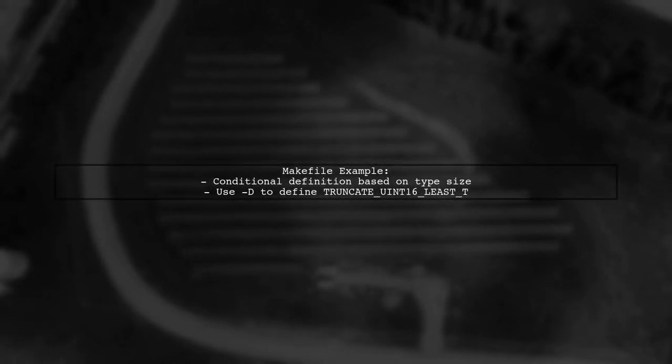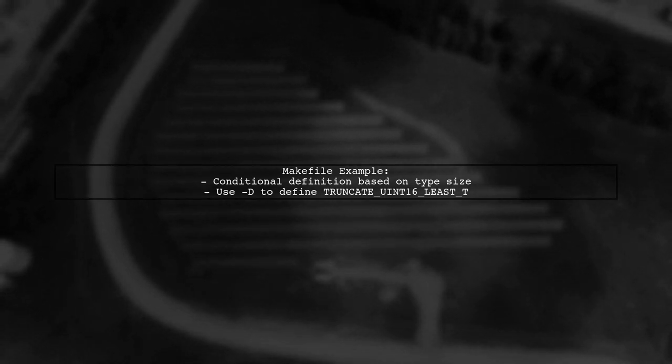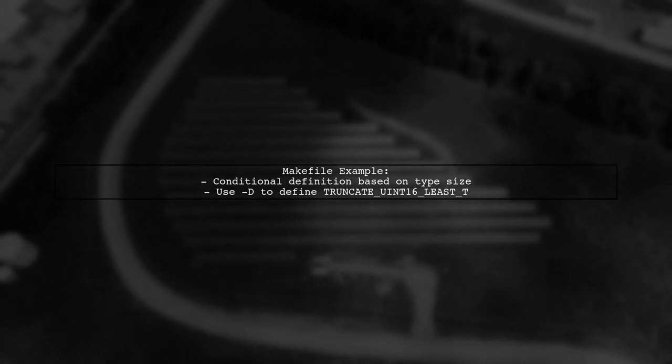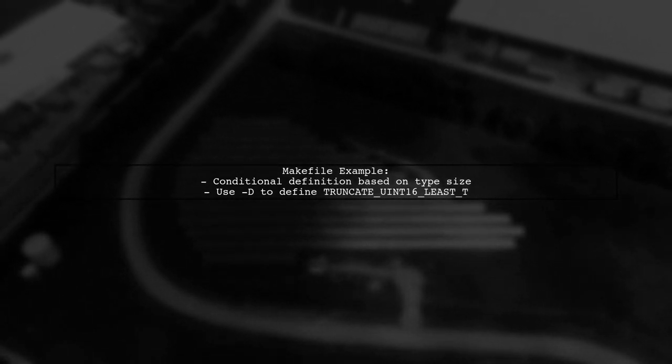For example, in your makefile, you can conditionally add a definition based on the type size. You can then use this definition in your code to limit the unsigned integer appropriately. Lastly, there's a suggestion to propose smarter behavior to the GCC team regarding these type aliases.